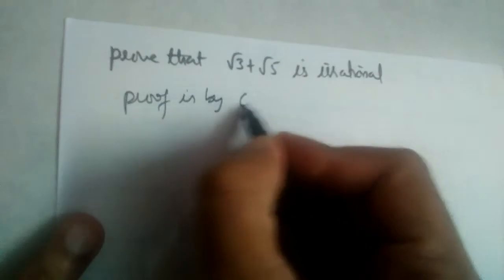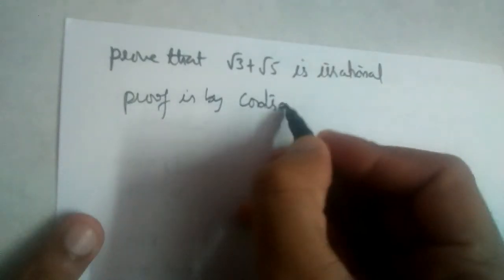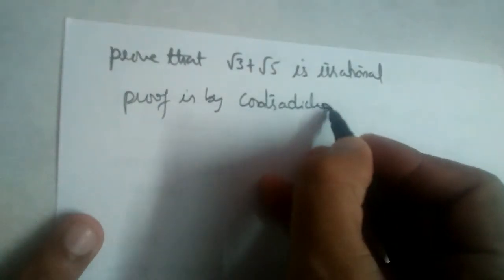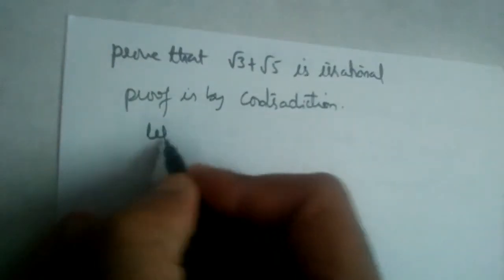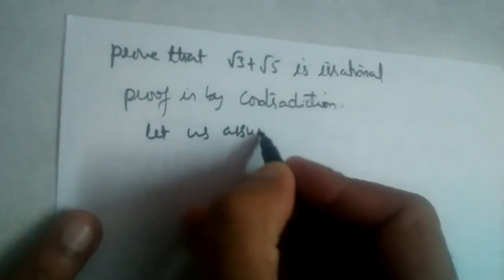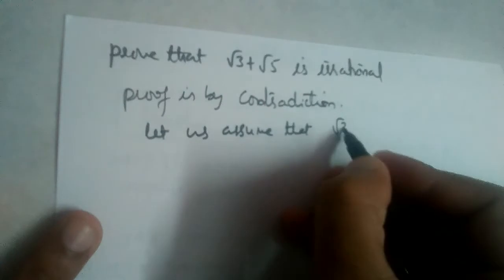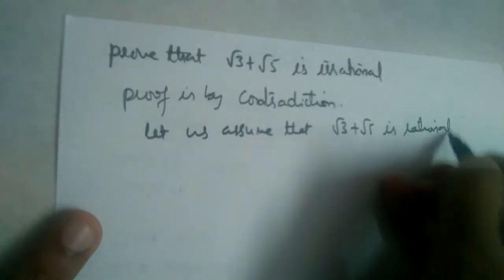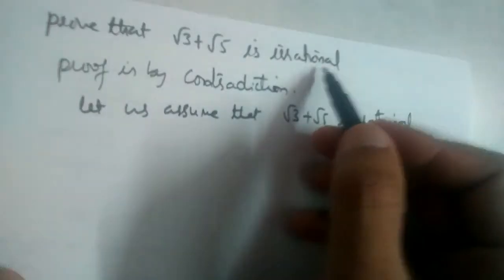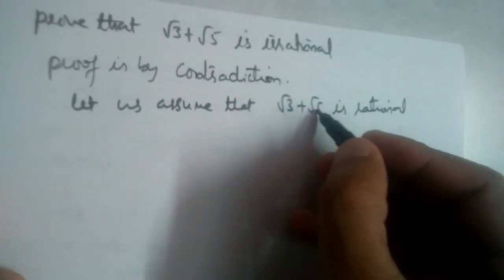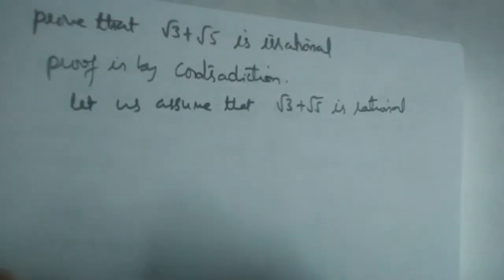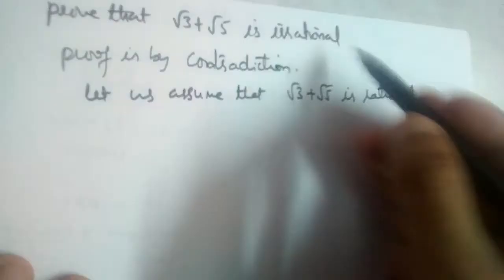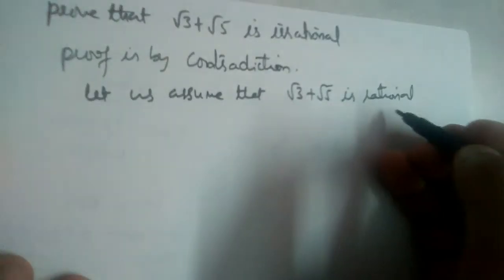Proof is by contradiction. So let us assume that root 3 plus root 5 is rational. See, we need to prove that it is irrational, but we are assuming that this is rational. Okay, we need to prove it is irrational, but we are assuming root 3 plus root 5 to be rational.